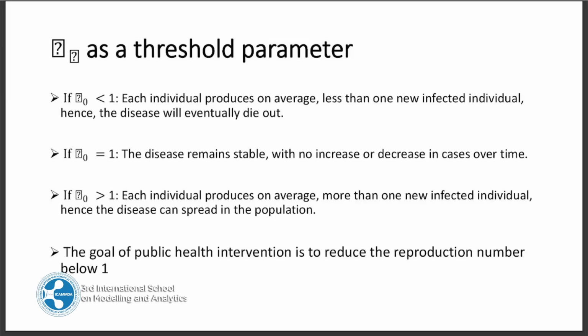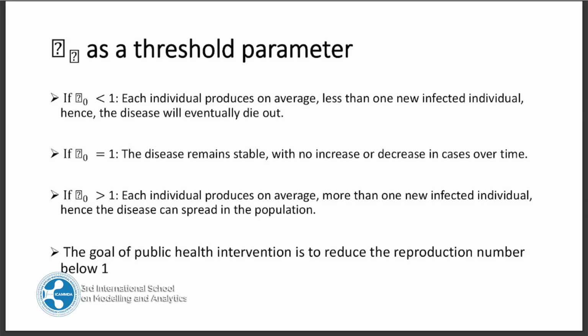R0 as a threshold parameter has biological implication. If R0 is less than 1, it means that each individual on average will generate a secondary case of less than 1, isn't it? That is, there will be a secondary case of less than 1. And if R0 is equal to 1, it means what? The disease remains stable.